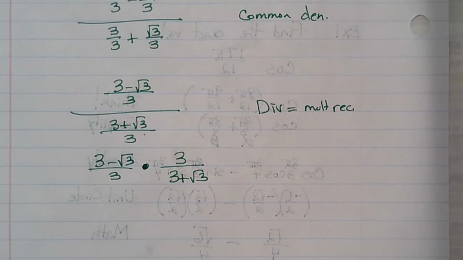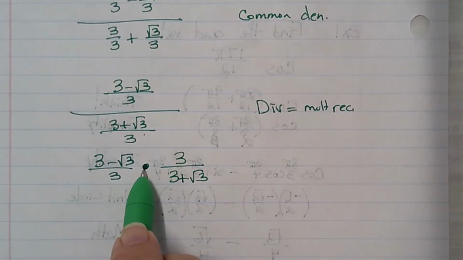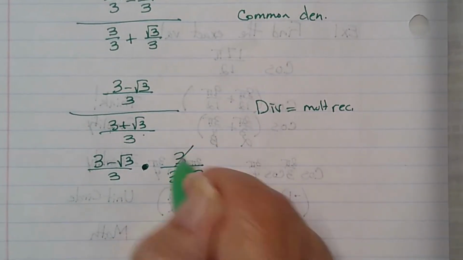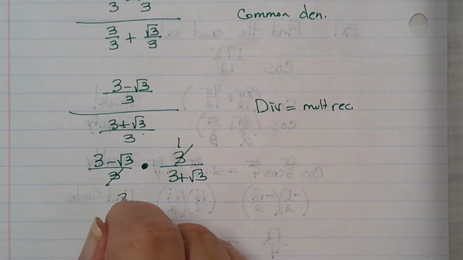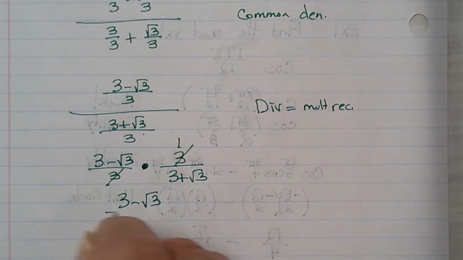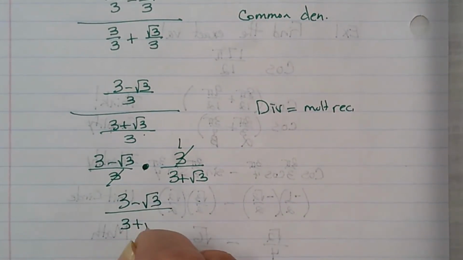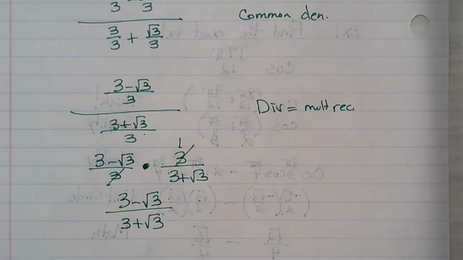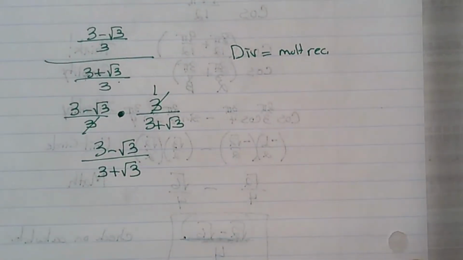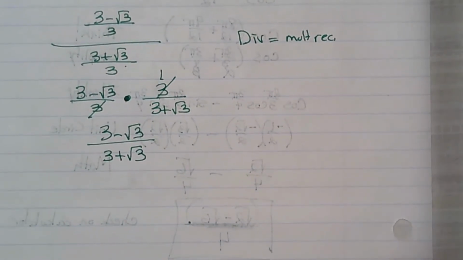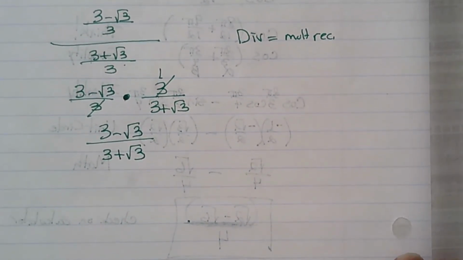Now, at this point, I am doing multiplication. So now these 3's can each divide and equal 1. And I have 3 minus the square root of 3 over 3 plus the square root of 3. And in some instances, it may be fine to leave that answer there. We are going to want to have the most simplified answer, which means rationalizing that denominator.